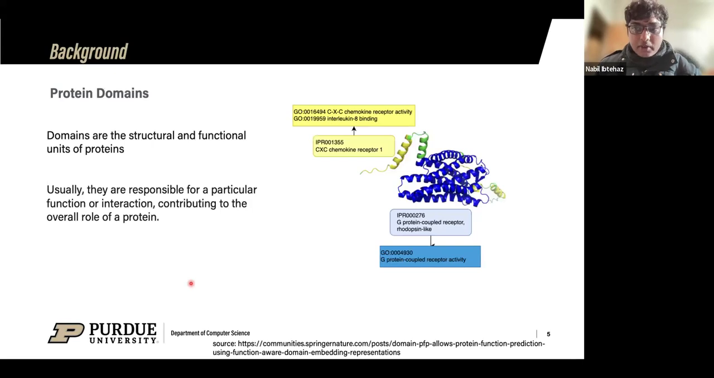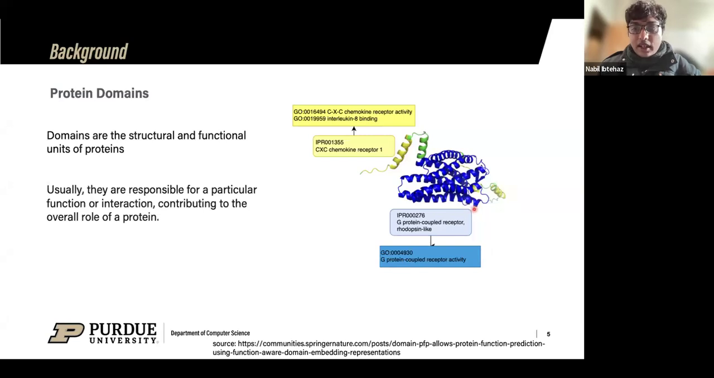So what are protein domains? By definition, protein domains are the structural and functional units of proteins. They are responsible for the particular function or interaction that a protein will do, and ultimately they control the overall role of a protein in an organism. And one particular protein can have multiple domains. For example, this protein has two domains.